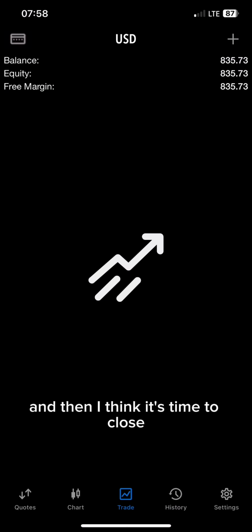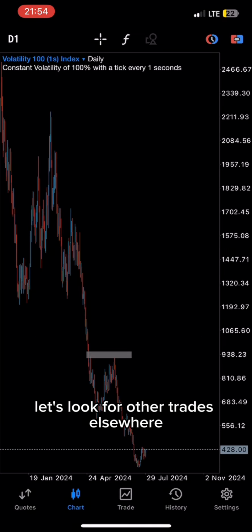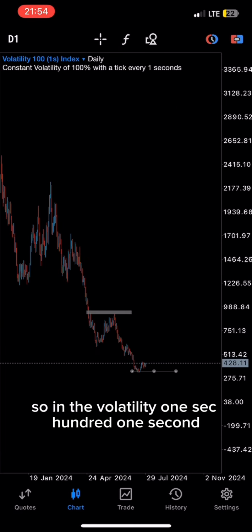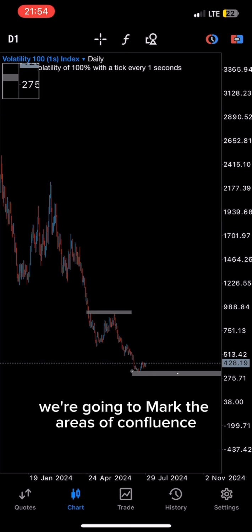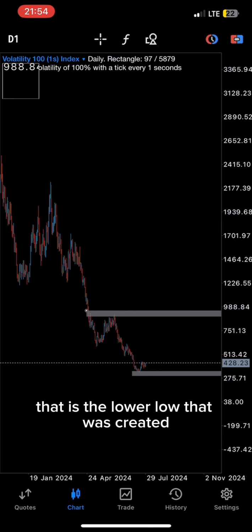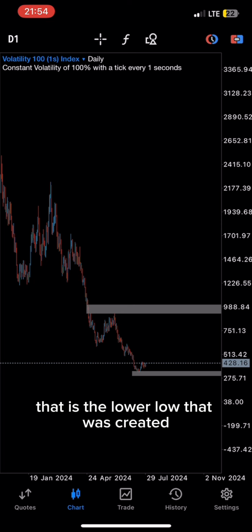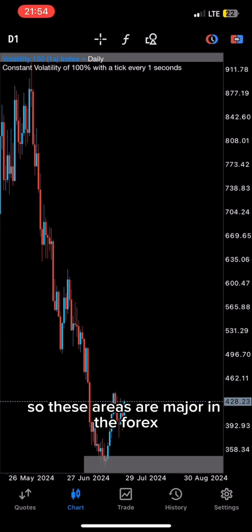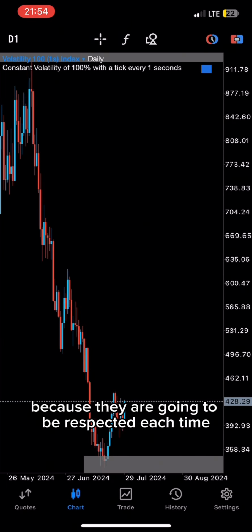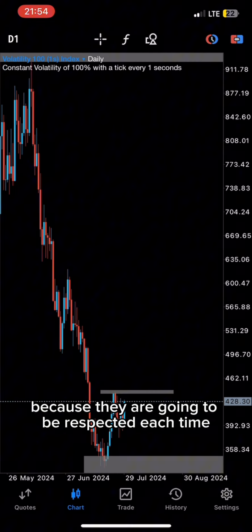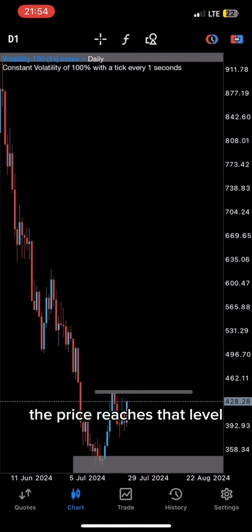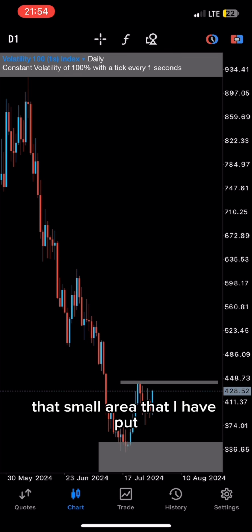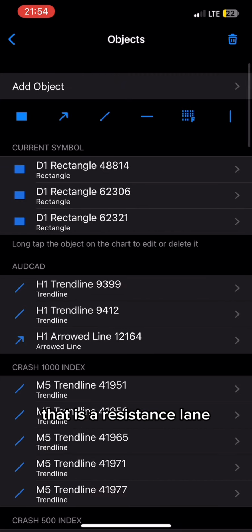And then I think it's time to close. Let's look for other trades elsewhere. Now we visit the volatility 100 1 second. In the volatility 100 1 second, we're going to mark the areas of confluence, that is the lower low that was created and the lower high that was created earlier on. These areas are major in Forex because they are going to be respected each time the price reaches that level. Other areas of confluence are that small area that I've put, that is a resistance lane.